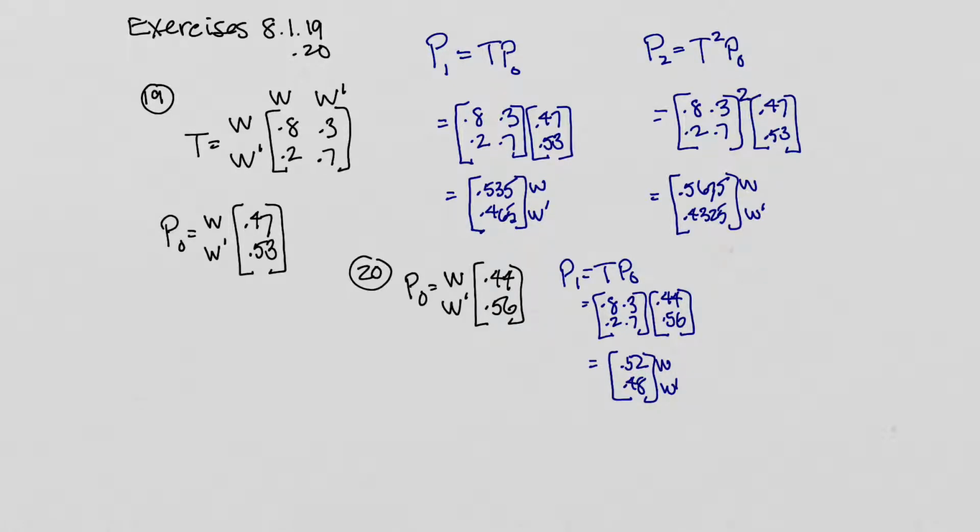And for granddaughters, we're going to have P2, that's equal to T squared P naught. So this is going to be 0.8, 0.2, 0.3, 0.7, square that, and then multiply it by the current state, 0.44, 0.56, and that comes out to 0.56, 0.44, working and not working.